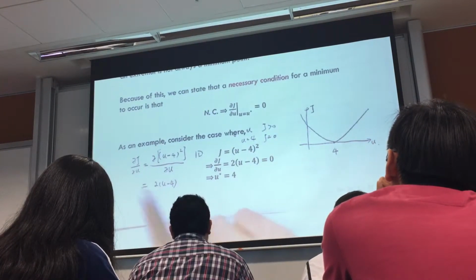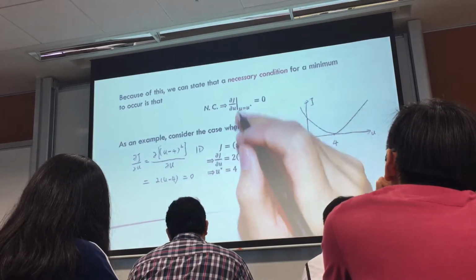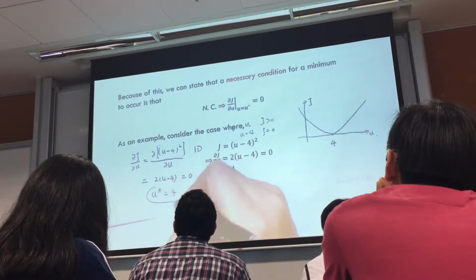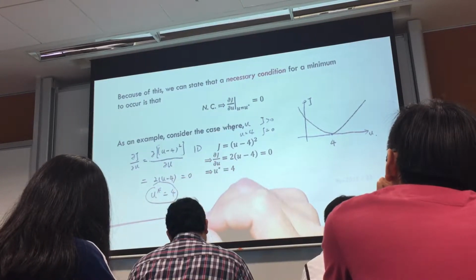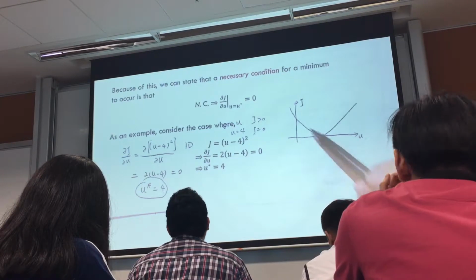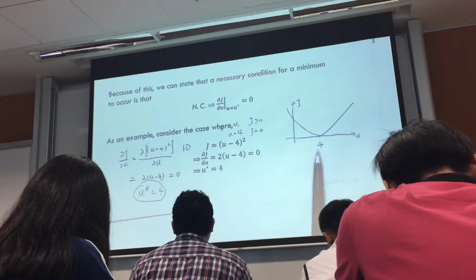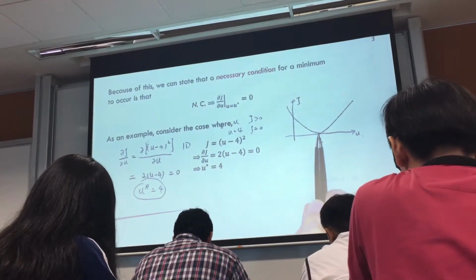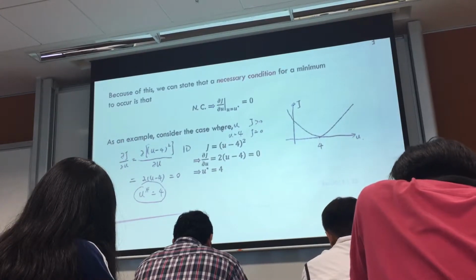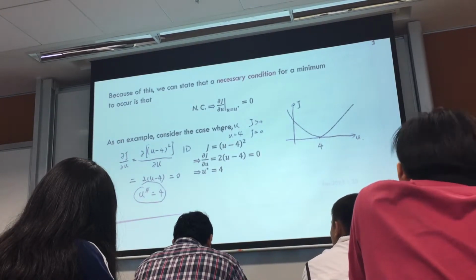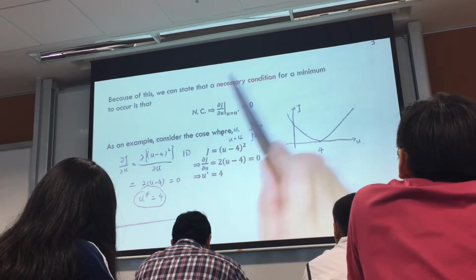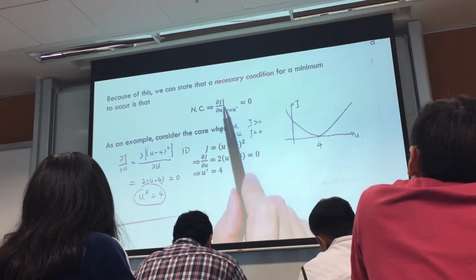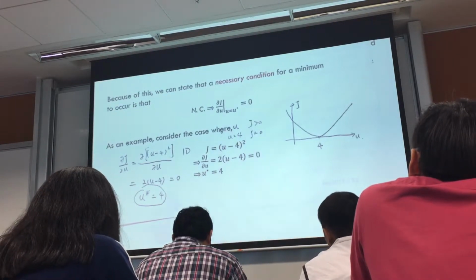So we set this dJ/du equal to 0. This will give you u star equal to 4. We only got one solution here. This can be verified by our figure. In our figure, we know u equal to 4 is really a minimizing point. But this condition is just a necessary condition. So what happens for the point that satisfies the first derivative equal to 0?